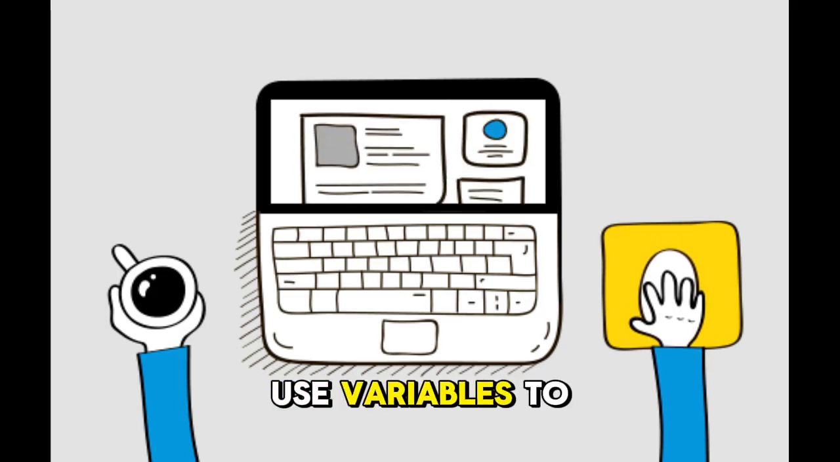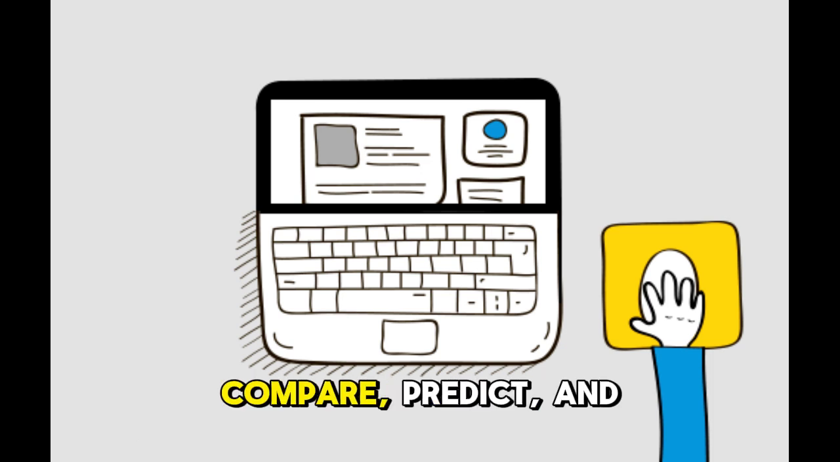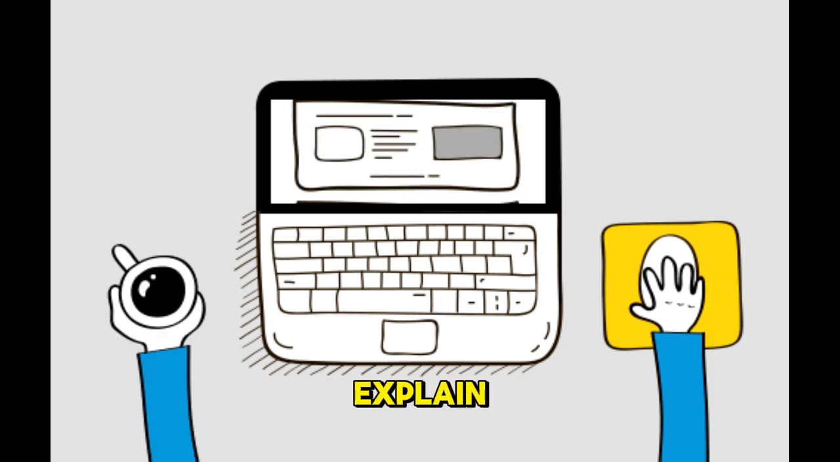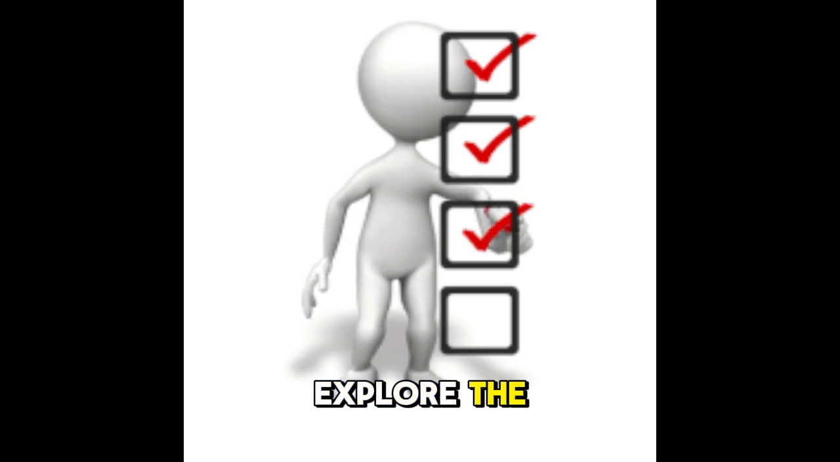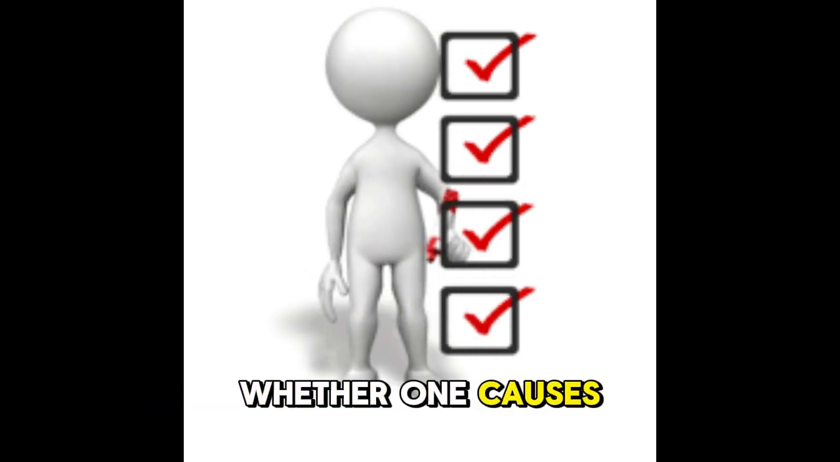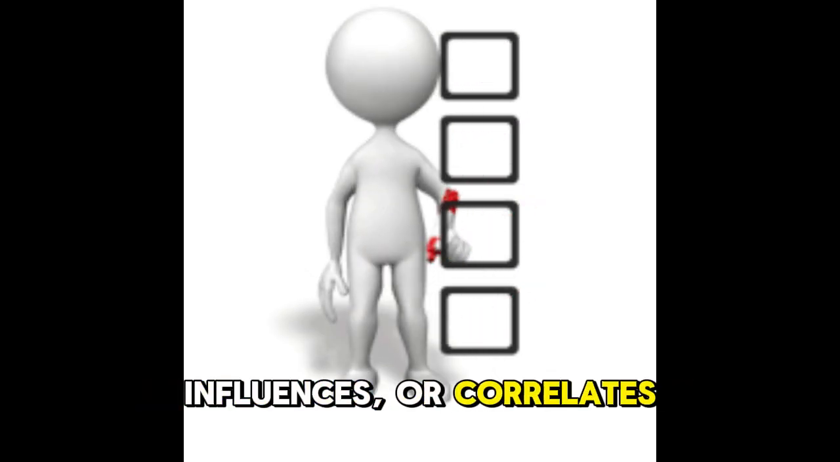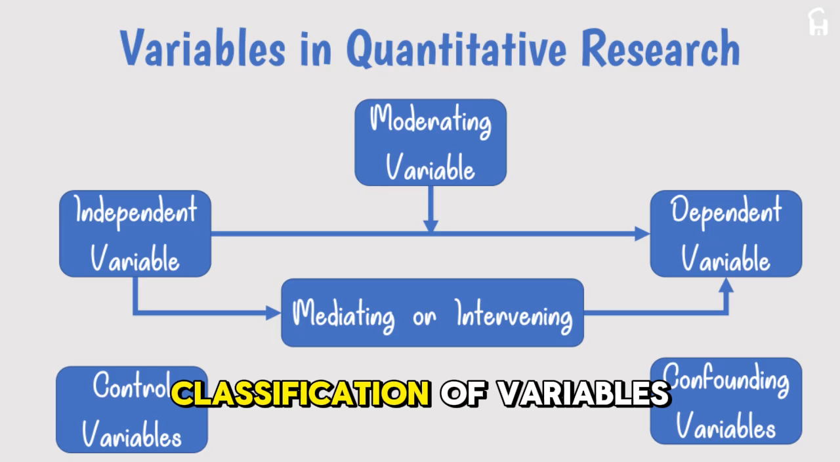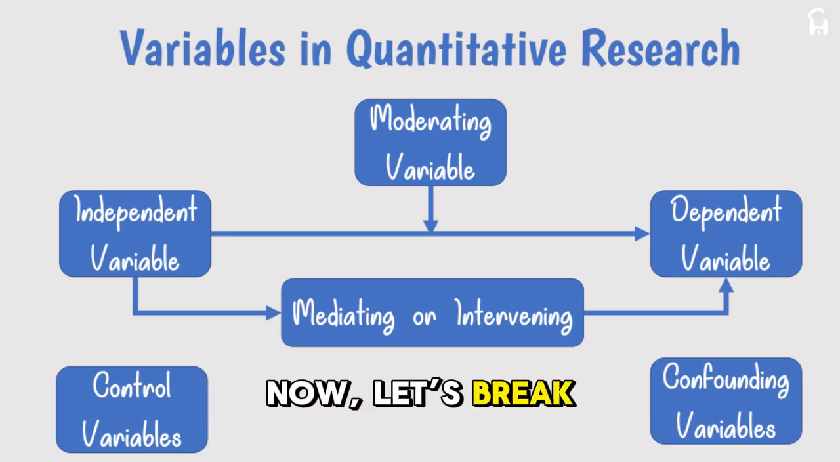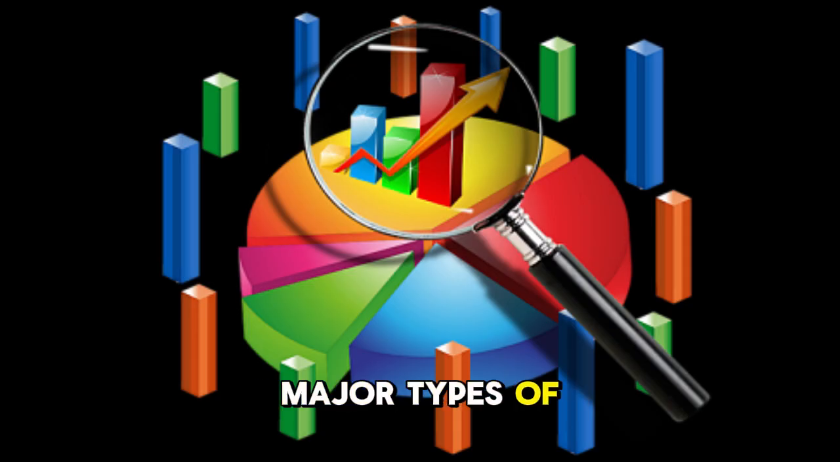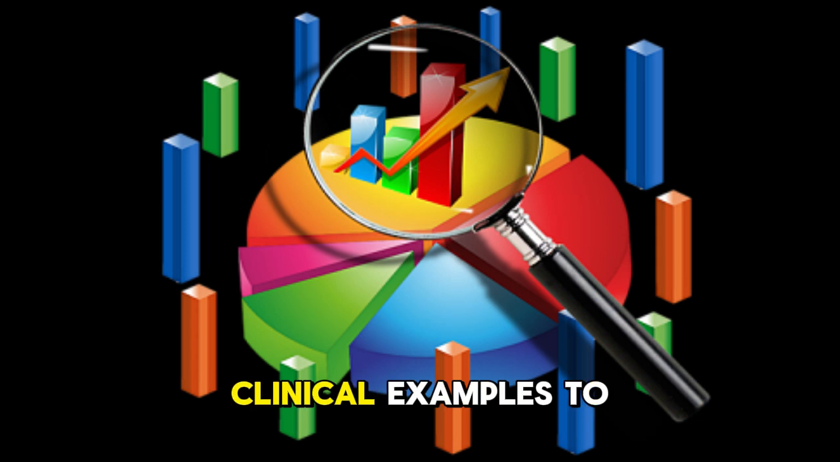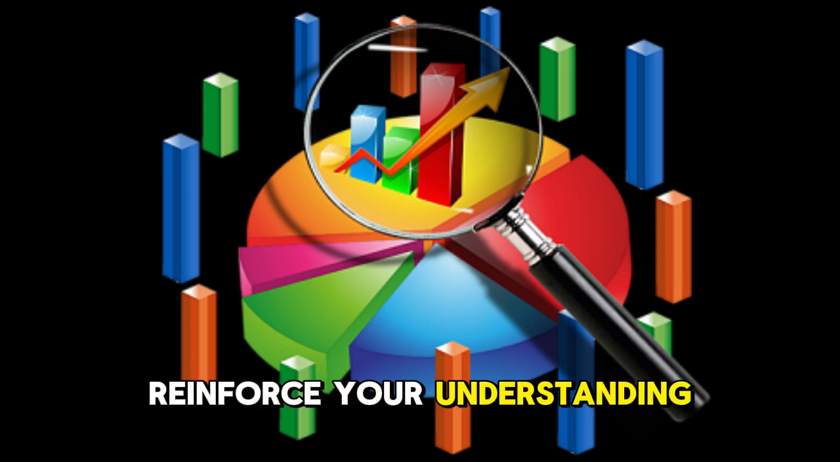In research, we use variables to measure, compare, predict, and explain. The core objective of any scientific study is to explore the relationship between variables, whether one causes, influences, or correlates with another. Classification of variables now. Let's break down variables into different types, so you'll never be confused when reading a paper or designing a study. We'll explore 9 major types of variables, each with real-world clinical examples to reinforce your understanding.